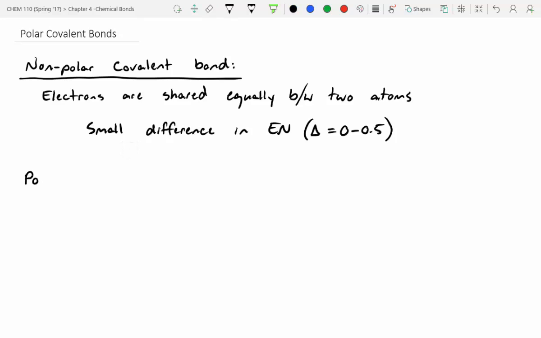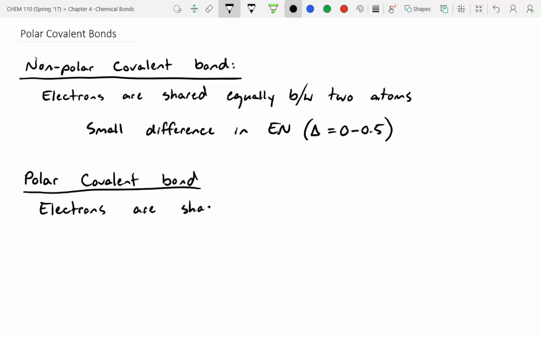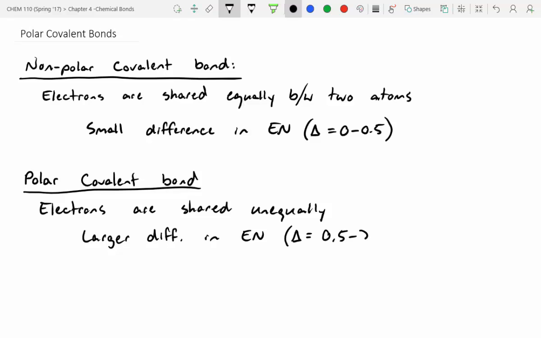There are also polar covalent bonds, where electrons are shared unequally. And these have a larger difference in electronegativity. Typically, these have a difference in electronegativity of about 0.5 to 2. So we'll do some examples with these.